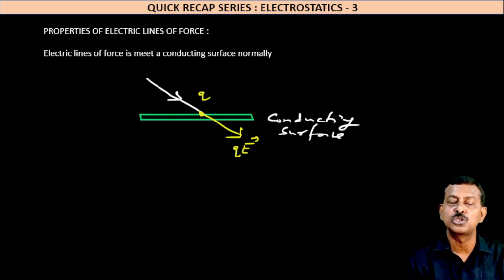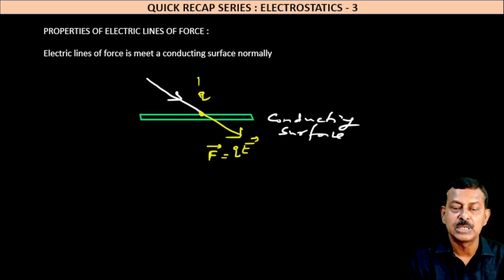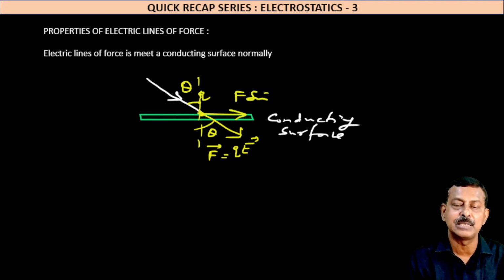So it is your qE. This is the force experienced by the charge q. Now, this particular force I can resolve in two directions. Suppose this is at an angle theta, that means this particular angle is theta. So it will have two components, one along the surface as F sin theta, and the other perpendicular to the surface as F cos theta.